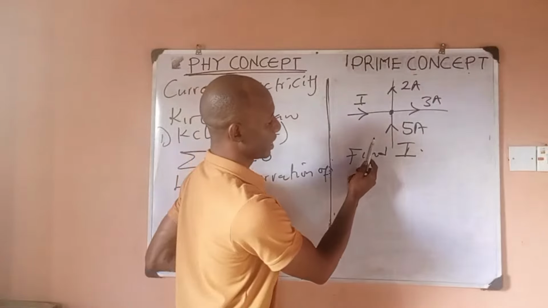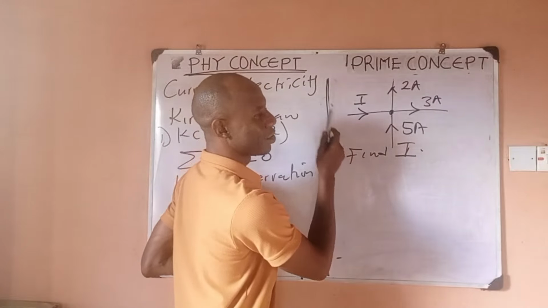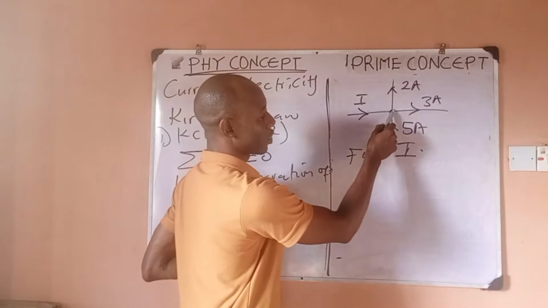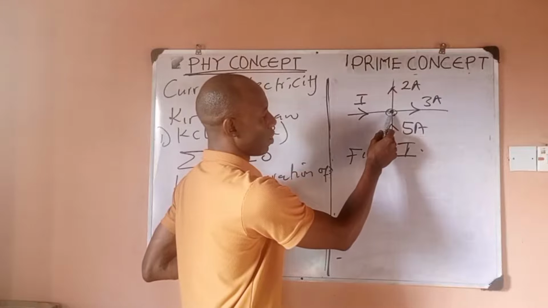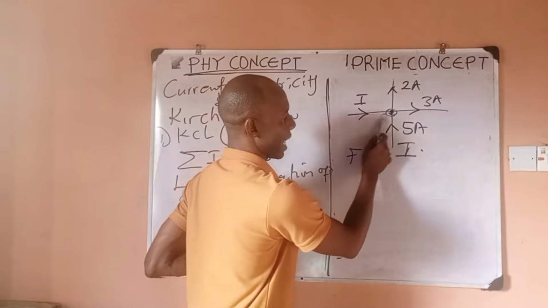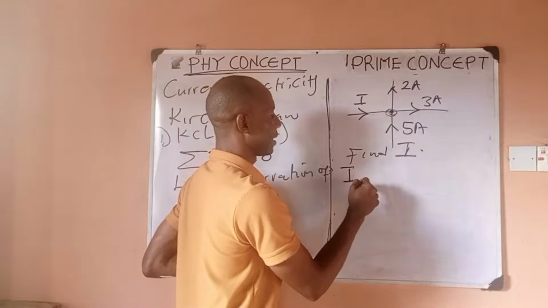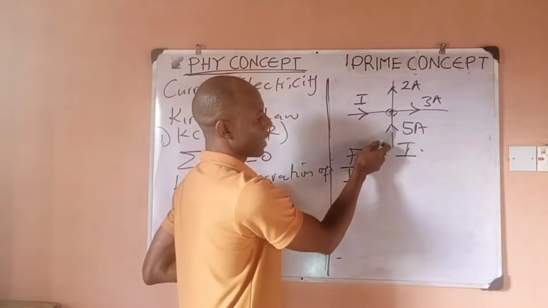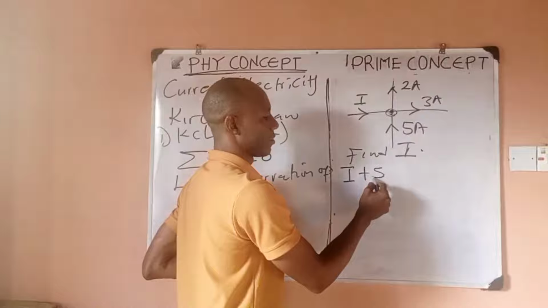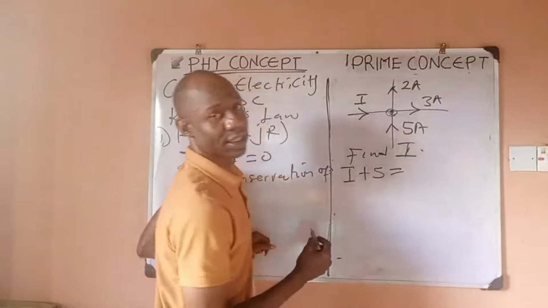To solve this, remember KCL says the total current entering a junction. So this is our junction. What current is going into it? You see that I is going there, so I would say I. Which other one is going there? You see that 5 is going there, so I would say plus 5 would be equal to the current that is leaving.